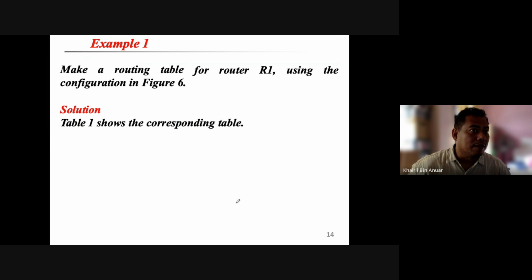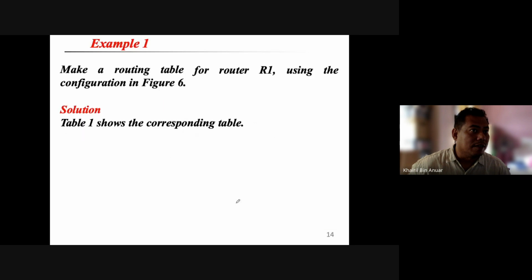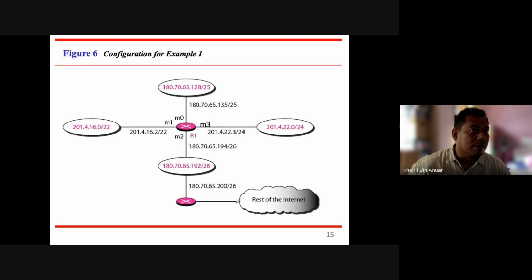Make a routing table. Okay, the example over here: make a routing table for router 1 using the configuration in figure 6. So you are asked to make a routing table with respect to this example figure 6 itself. You will need to have at least 5.